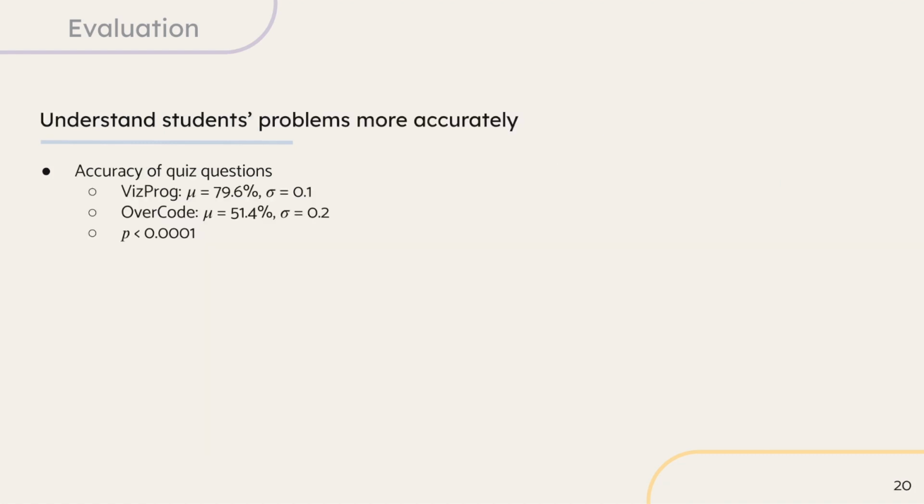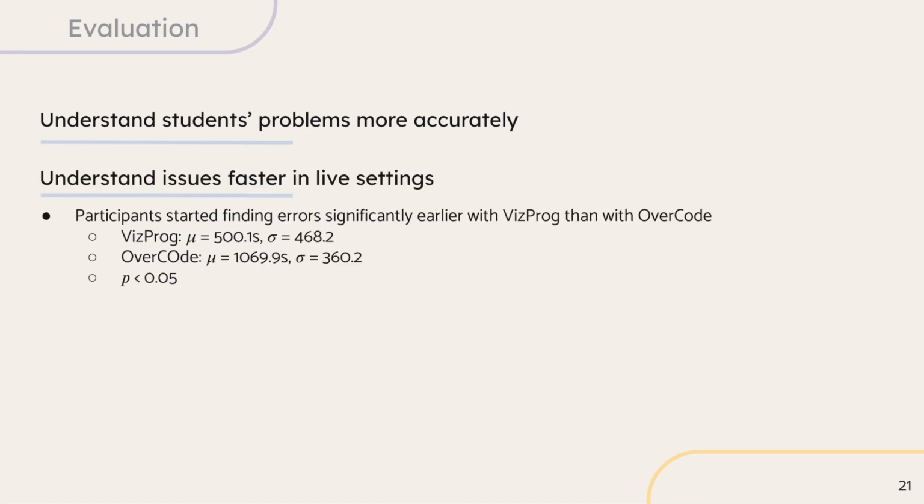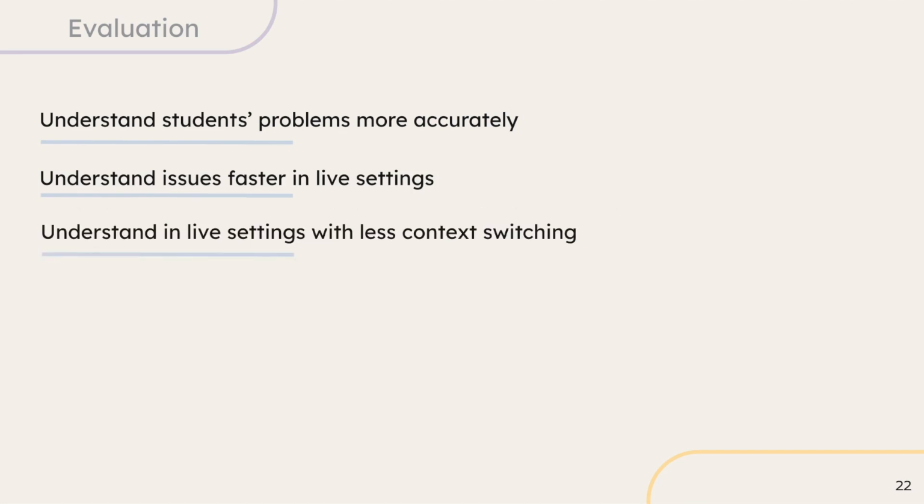The results showed that participants understand students' problems more accurately than with the baseline system. They tend to describe problems more specifically by pointing out the parts that made the code incorrect. Participants understand students' issues faster in live settings using VizProg. It also takes less context switching in live settings using VizProg than the baseline system.